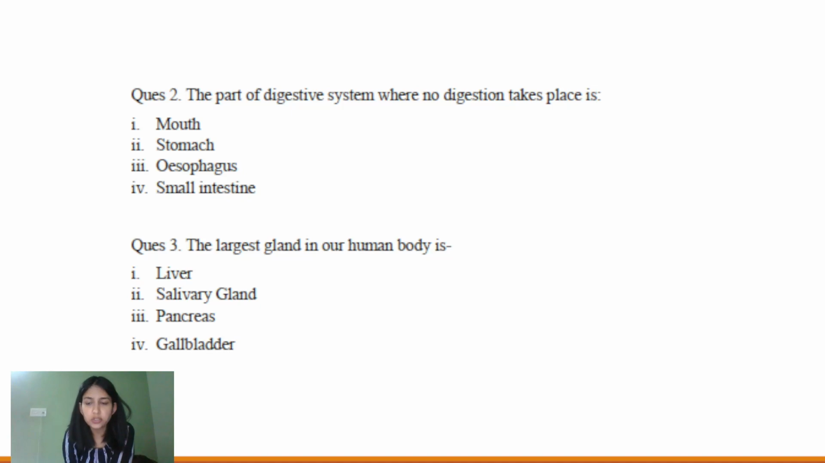So the correct answer to this question would be liver. So the liver is the largest gland in our human body. Try to remember that. It is important from the competitive exam perspective as well. The largest gland in our body is the liver.